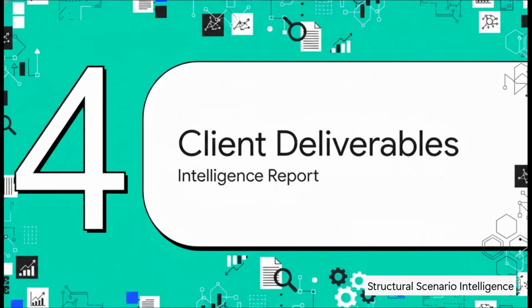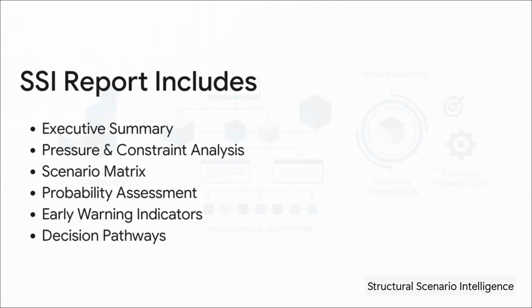Section 4. What clients actually receive: the intelligence report. Let's talk about the tangible output of all this hard work. At the end of the day, every SSI engagement results in a structured intelligence report packed with decision-ready information. You get the executive summary, an analysis of those pressures and constraints we just talked about, a matrix of different possible scenarios, an assessment of which scenarios are most probable, early warning indicators, and clear decision pathways. And because SSI is an intelligence product rather than a traditional consulting engagement, this report is designed to stand entirely on its own. It gives you independent support without requiring endless billable consulting hours.